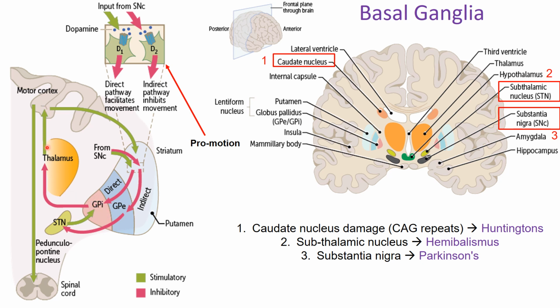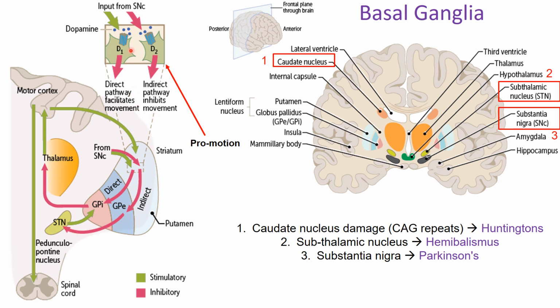That is going to allow you to move because the globus pallidus interna normally is inhibiting fibers going to the thalamus. Now, by inhibiting the indirect pathway, so you're inhibiting this fiber here, you're no longer inhibiting the globus pallidus externa, which means you can inhibit the subthalamic nucleus. So if the subthalamic nucleus is inactive, then you're no longer getting activation of the globus pallidus interna, which in turn means that you have movement.